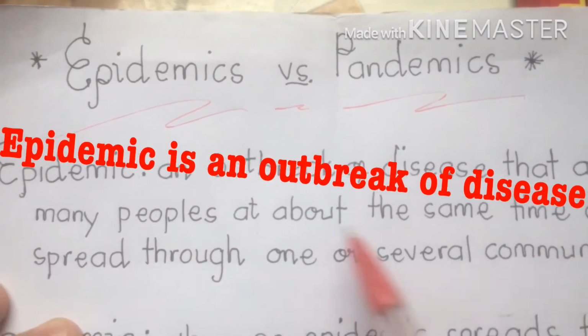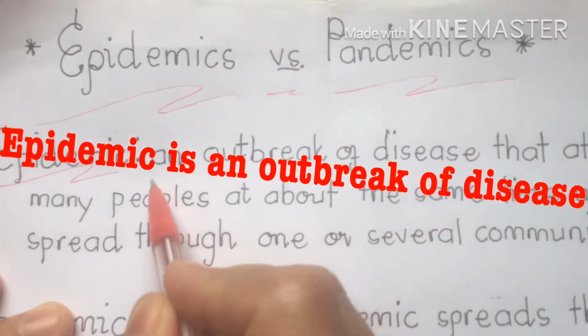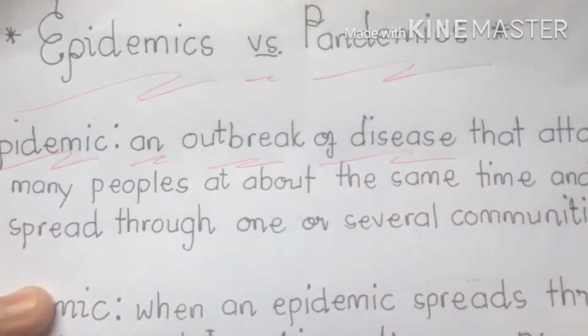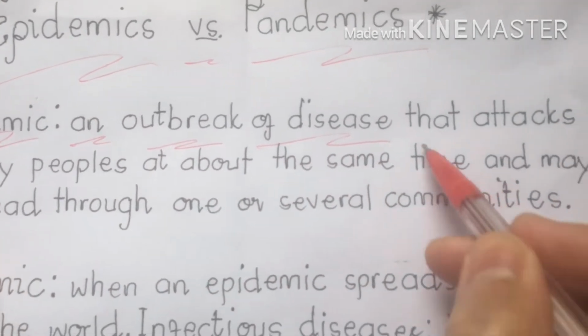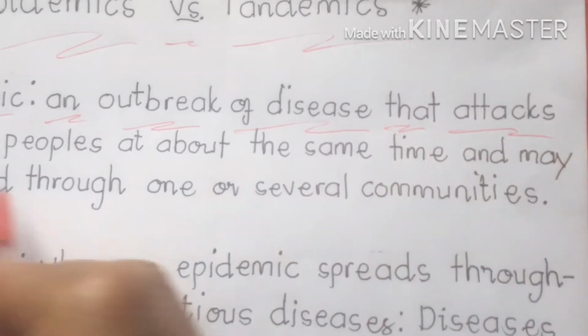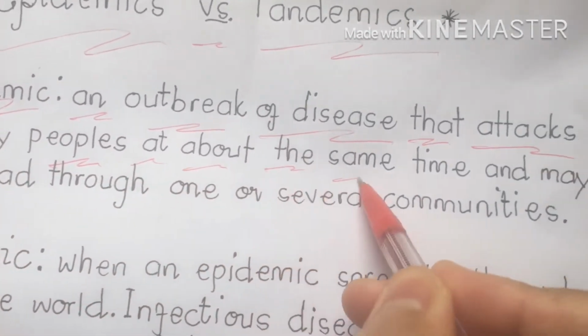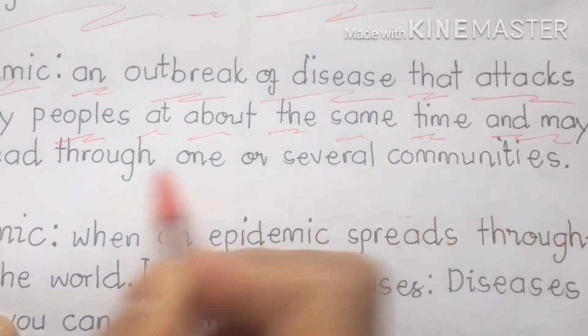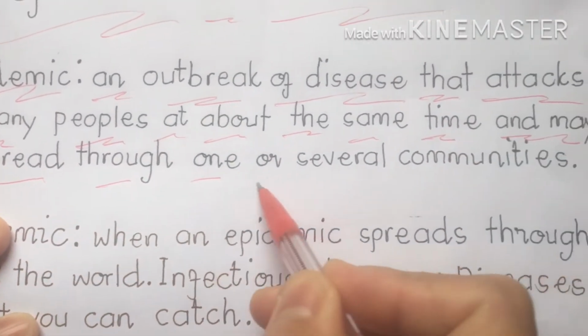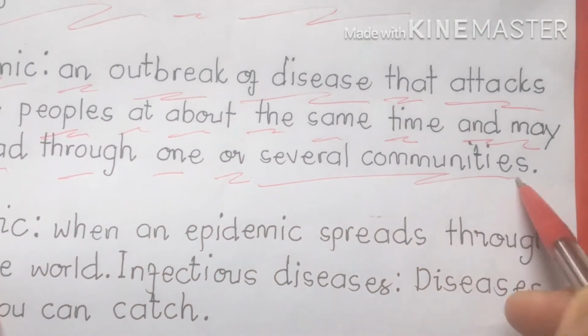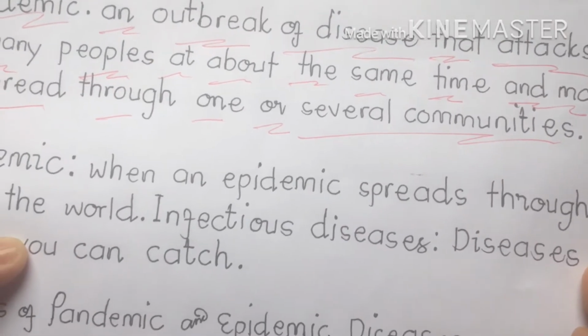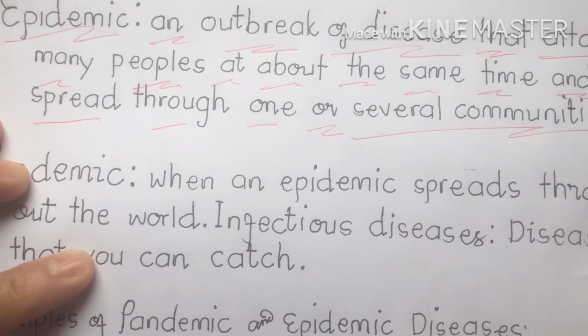We can't deny the fact that our country is facing difficulty with this kind of disease. We talk about an epidemic, which is an outbreak of disease. And what is an outbreak of disease? It attacks many people at about the same time and may spread through one or several communities. That is what we call an epidemic.